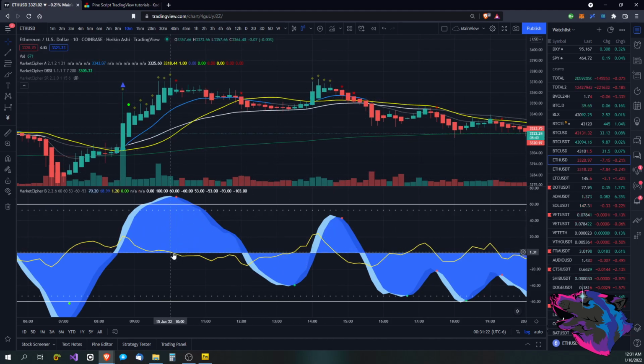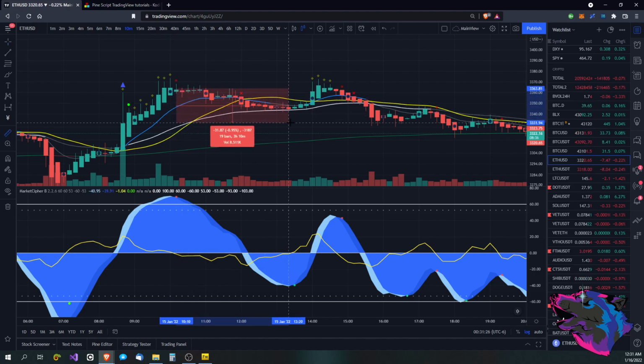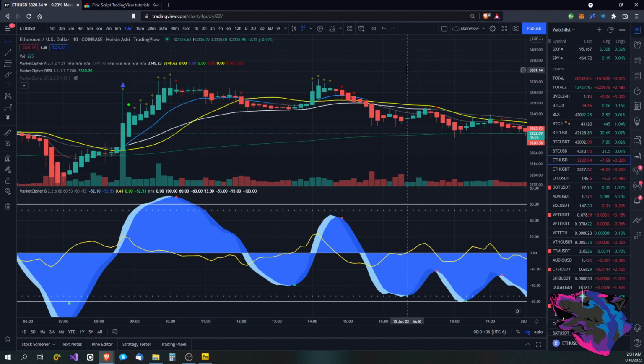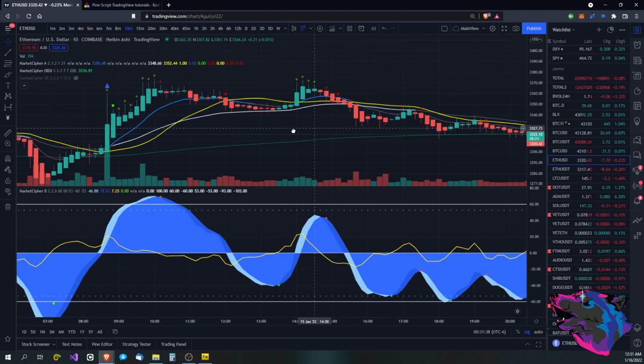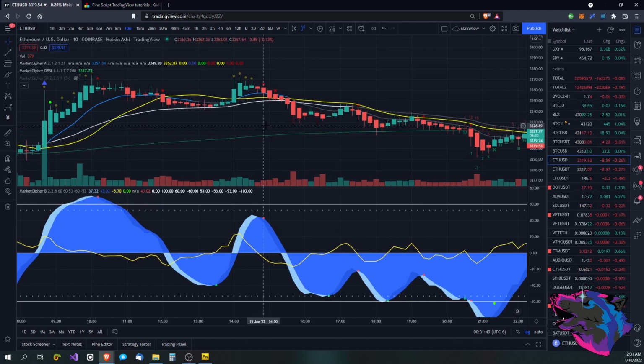Look at this. Okay, let's say you turned right back around and shorted. Where does it cross back? Right about here. 0.5%. It's not a loss. Okay, so you made 0.5% on what was basically kind of a meh trade. Came back around.